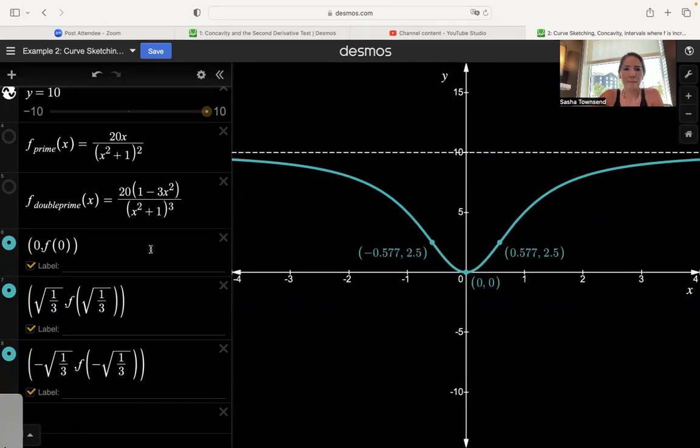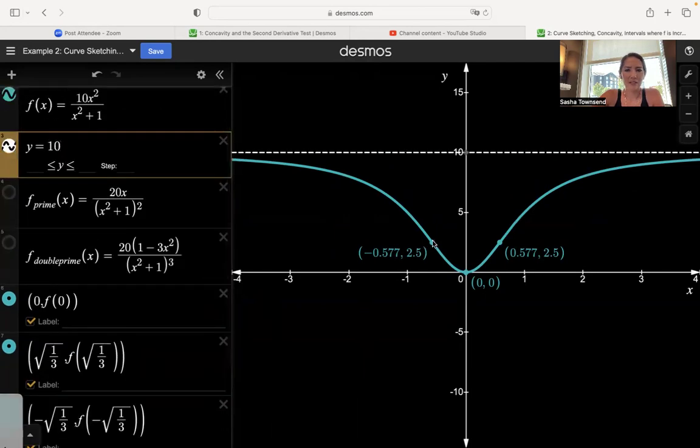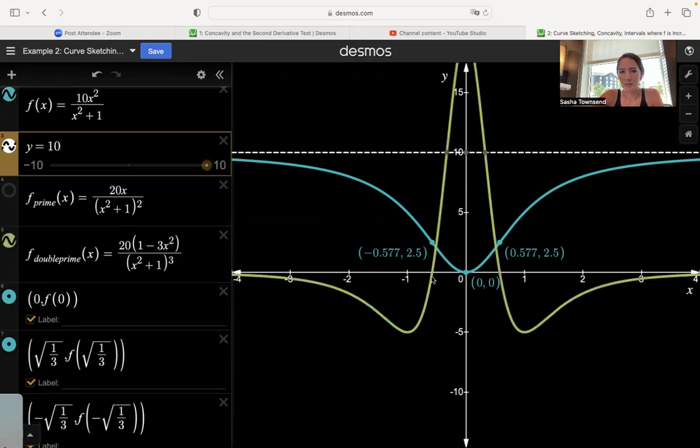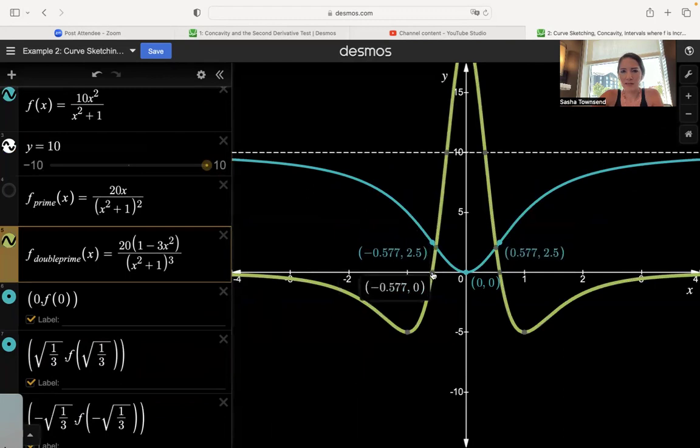And the claim is that these points of inflection correspond to points where the second derivative is 0. And they do. The second derivative is 0 right there, so at -0.577 and positive 0.577. And the second derivative is positive on the interval from here to here, and that's where the original graph is concave upward. And it's negative on the interval from -infinity to that x value and this x value to infinity. And the graph is concave down there and there.